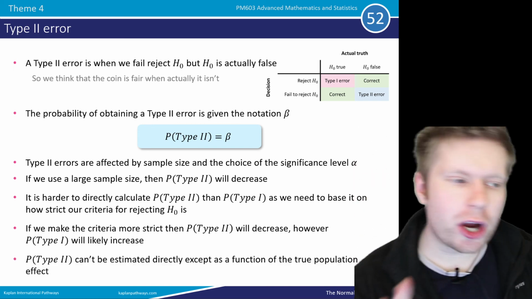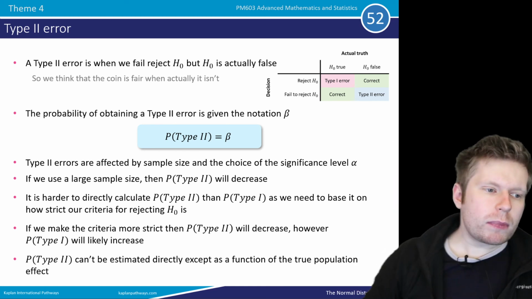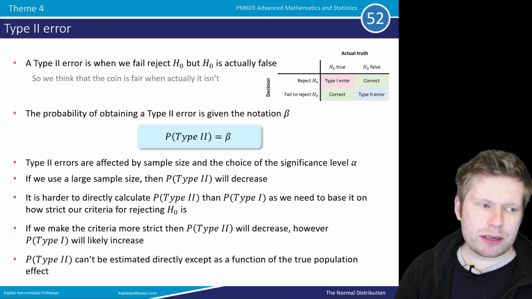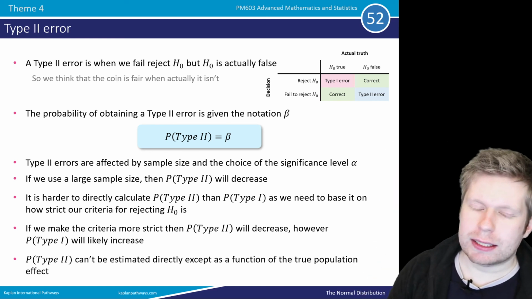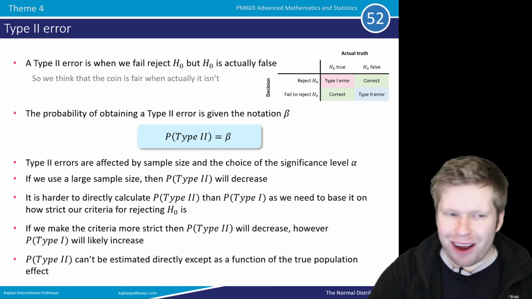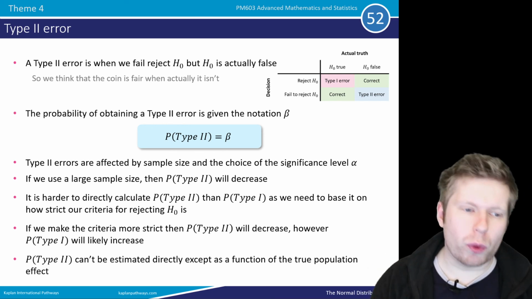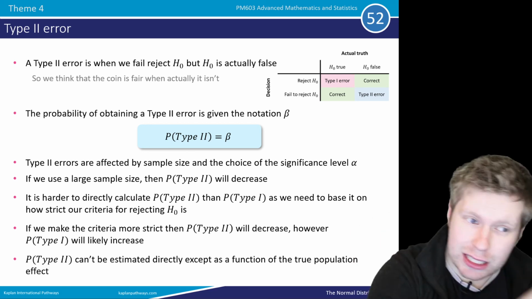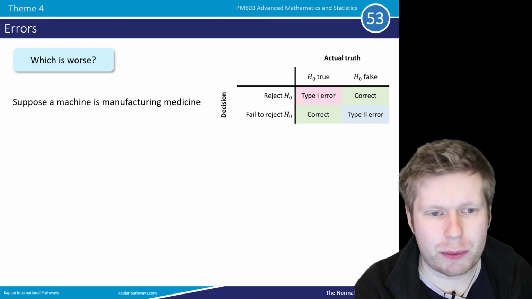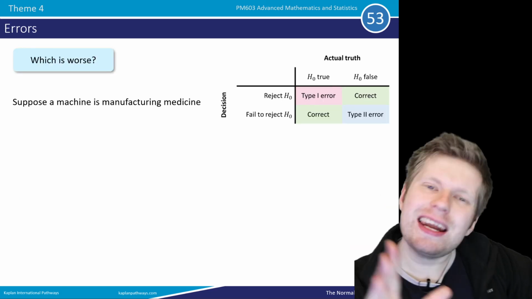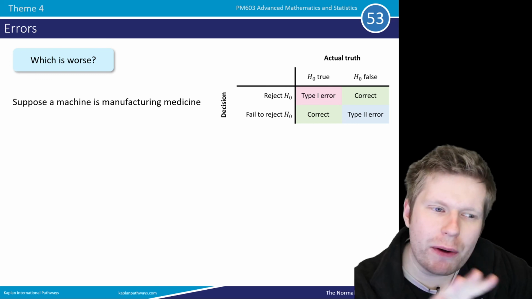So type 2 error can't be estimated directly, but it can be estimated as a function of the true population effect, okay? So I'm not going to go into how you calculate the probability of a type 2 error because it's a little bit more awkward, but if you are interested, there are loads of videos out there talking you through that anyway, okay? So I'm going to now ask you the question, what's worse, type 1 error or type 2 error?